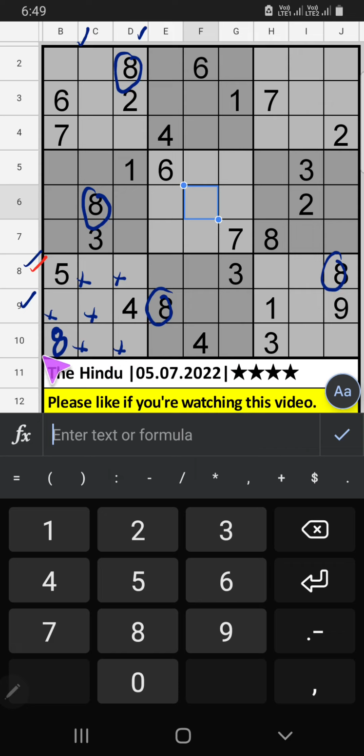8th row and 10th row we have 3. Column C also we have 3. So 3 can't come in these cells. Then 3 is confirmed here.